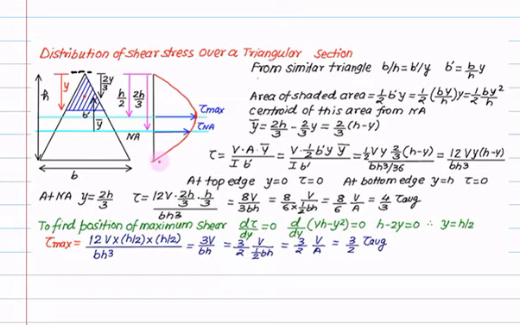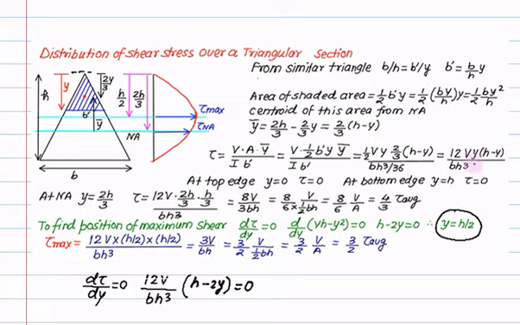Now see here, what I am saying is that previously we said the shear stress is maximum at the neutral axis. This is not true for a triangle. In the case of a triangle, if you differentiate this equation with respect to y, you will not get the value of y equal to h by 3. That is the problem. So the maximum shear stress will come exactly at y equal to h by 2. That is from the top side. So the same is true from the bottom side also. So that is the important thing.